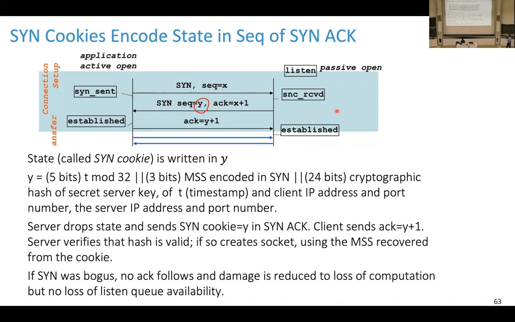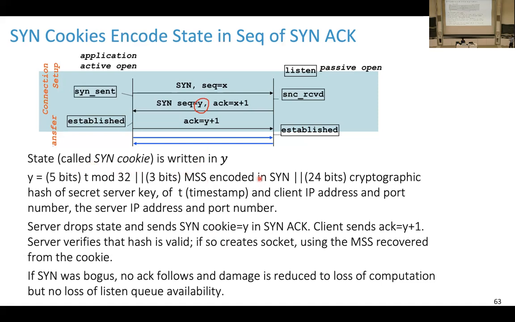But here, it will be smarter. It will not remember all this information. It will use a cookie Y. This is a state which is composed of several pieces of information. So this is a 32 bit integer, which is composed of T, which is a timestamp. This is the moment at which you receive the packet. It's a way to check if, for example, a client would like to open a connection 1 hour later, it will time out and say this is too late. So this is a timestamp.